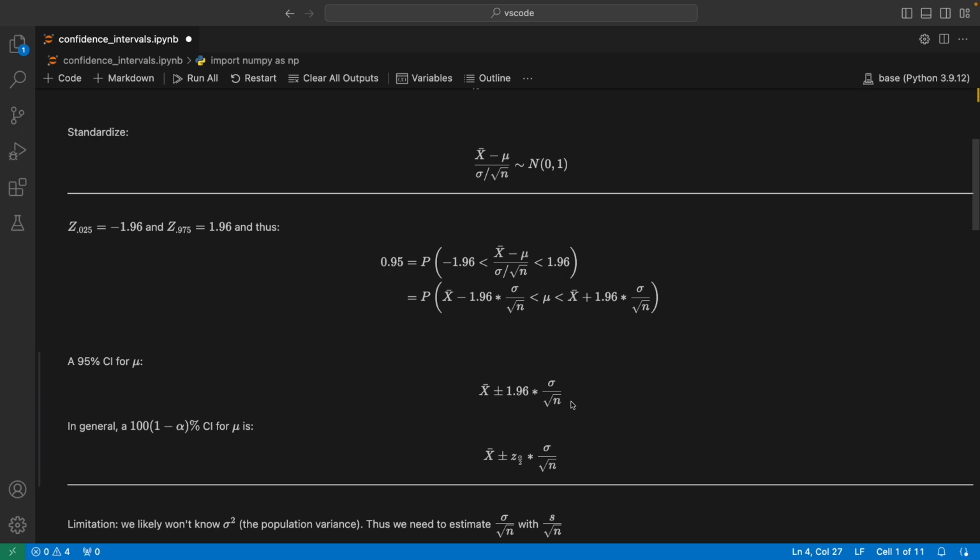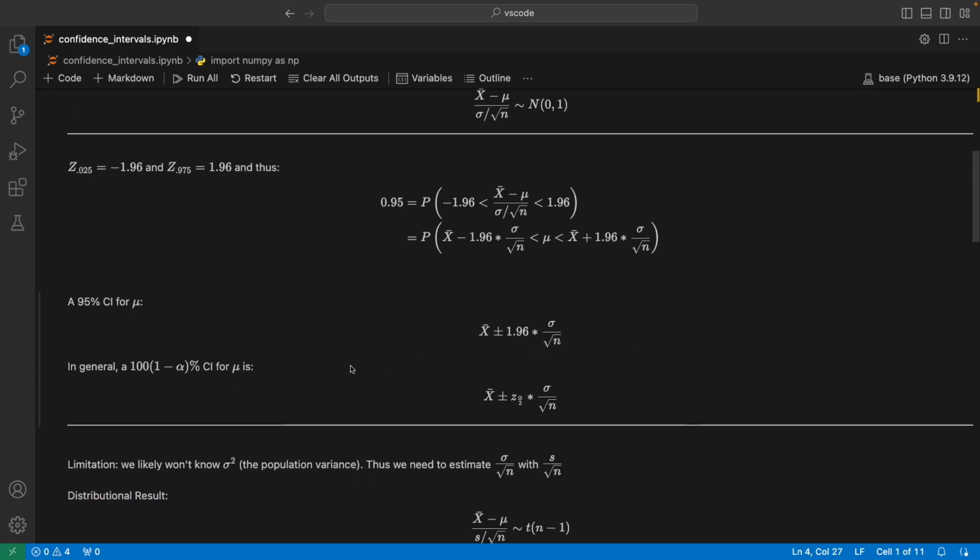So in general, if you have a sample statistic, x bar, a measure of uncertainty, the standard error, sigma divided by the square root of n, and a distributional result, which comes from the central limit theorem in this case, you can construct a confidence interval. And the general formula for the confidence interval here is going to be x bar plus or minus z sub alpha over 2, which is an endpoint chosen from the standard normal distribution, times the standard error.